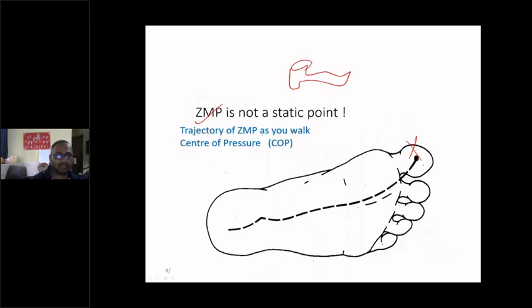The shoe is designed in such a way that you enter wearing the shoe from here. Why? Because the ZMP trajectory, the zero moment point on the ground, starts from here. It moves and passes from one leg to the other, from left leg to right leg to left leg. This way we can switch, and you can see the trajectory of the ZMP.